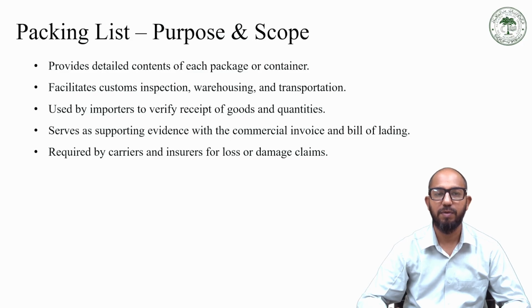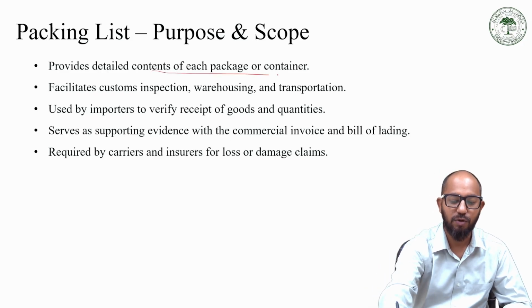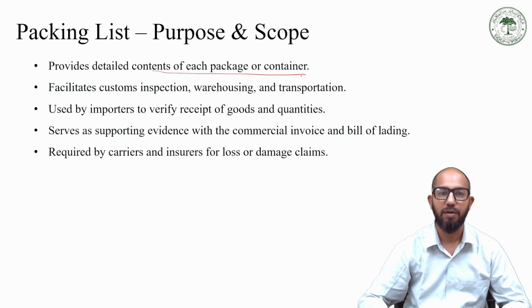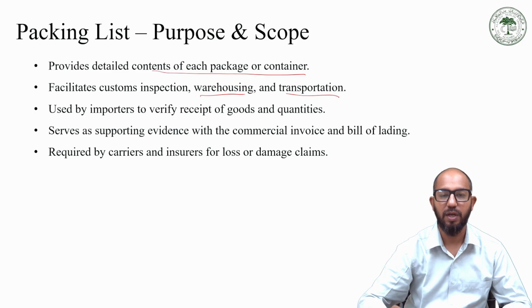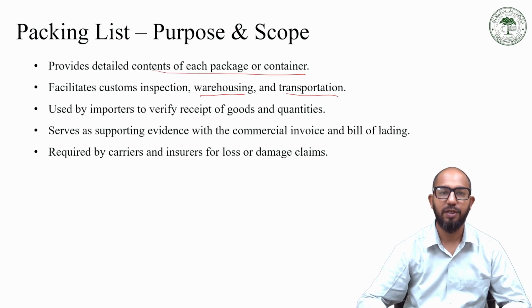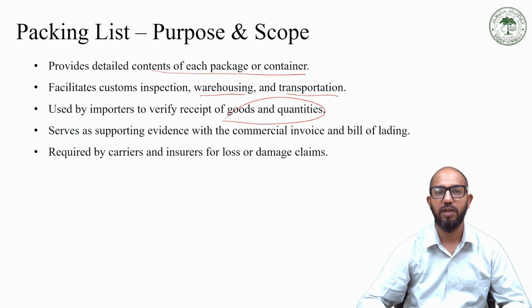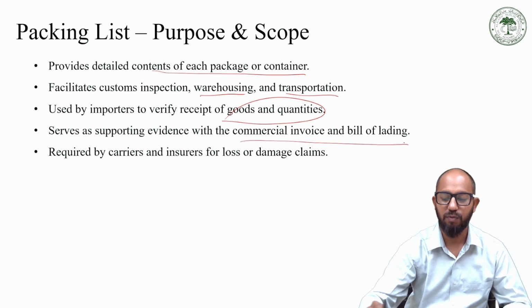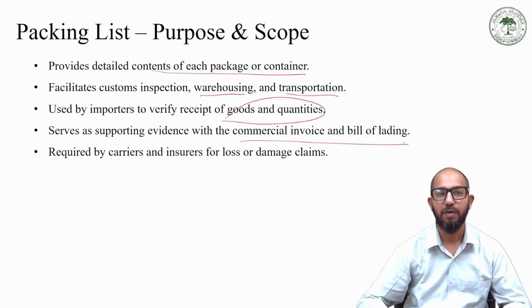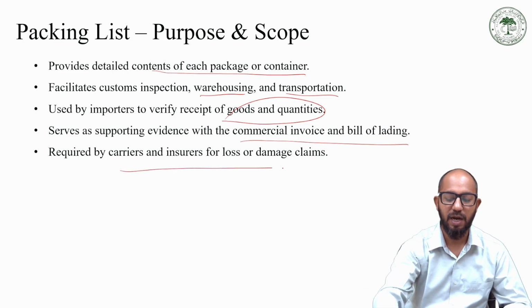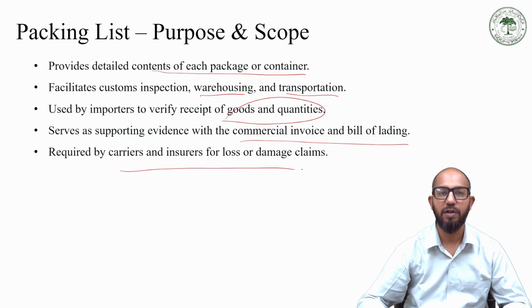A packing list is a document that provides detailed contents of each package or container. It facilitates customs inspection, warehousing, and transportation. In addition, it is used by importers to verify receipt of goods and quantities. A packing list also serves as supporting evidence with the commercial invoice and bill of lading. Finally, a packing list is required by carriers and insurers for loss or damage claims.